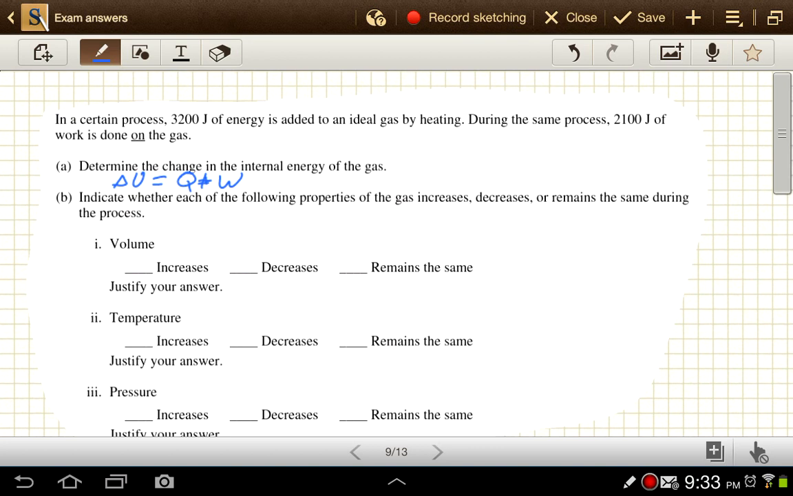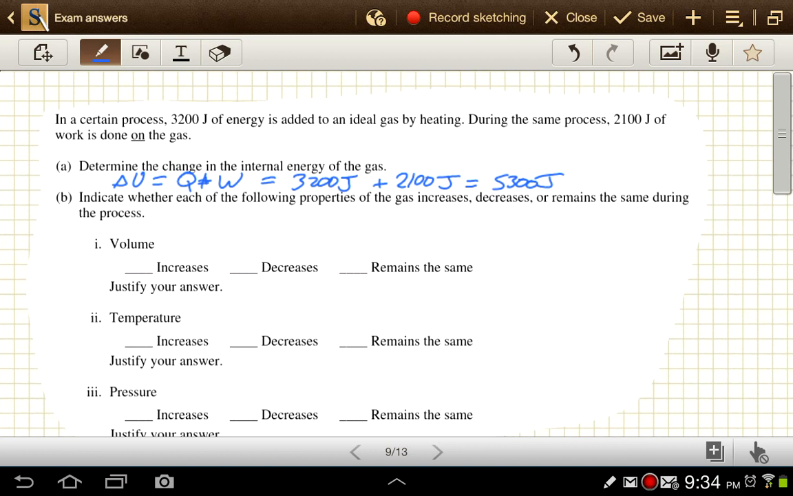Well, by definition, with how the AP test is set up, this is actually on your formula sheet. We define work to be positive when it's done on an object. So the work done on a gas is going to be positive. And it tells us that heat is added to the gas, so that's positive as well. So we've just got 3,200 joules plus 2,100 joules, and we get 5,300 joules for this one.